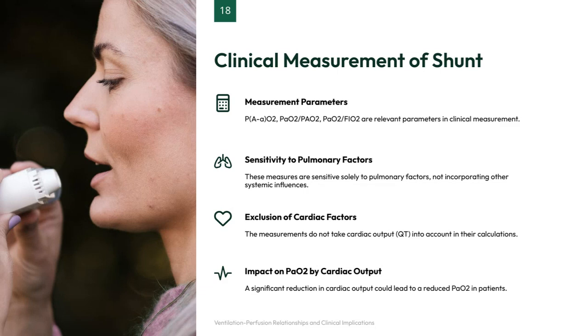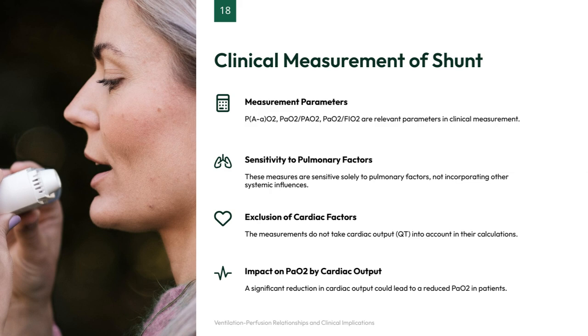When we talk about the clinical measurement of shunt, there are a few key parameters to keep in mind. First, values like P(A-a)O2, PaO2/PAO2, and PaO2/FiO2 are commonly used to assess gas exchange efficiency in the lungs. These parameters are particularly useful because they focus specifically on the pulmonary system. It's important to note that these measurements reflect lung function without being influenced by other systemic factors.